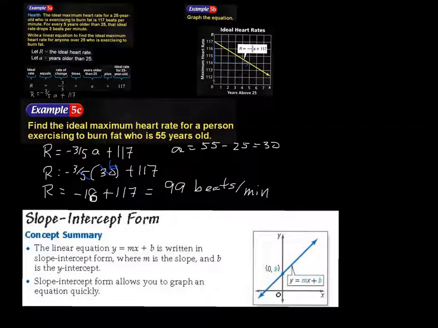And here's our summary. The linear equation y equals mx plus b is written in slope-intercept form, where m is the slope and b is the y-intercept. Slope-intercept form allows you to graph an equation quickly because all we have to do is plot the y-intercept and then use rise over run for the slope, and we've got our line.